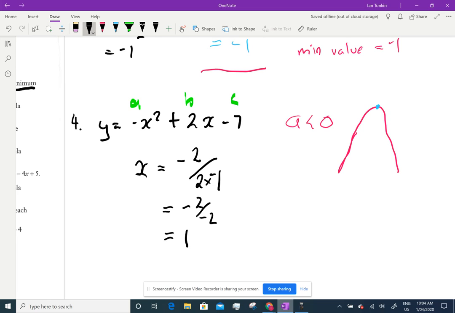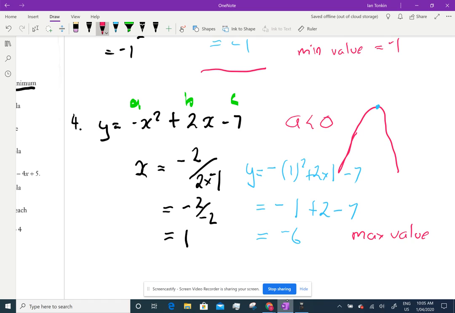Now again, we have to find the y value. So what's the y value? Well, y equals -1 squared plus 2 times 1 minus 7. Well, -1 plus 2 minus 7, I do that on my calculator, should get -6. And that's it. The maximum value is -6.